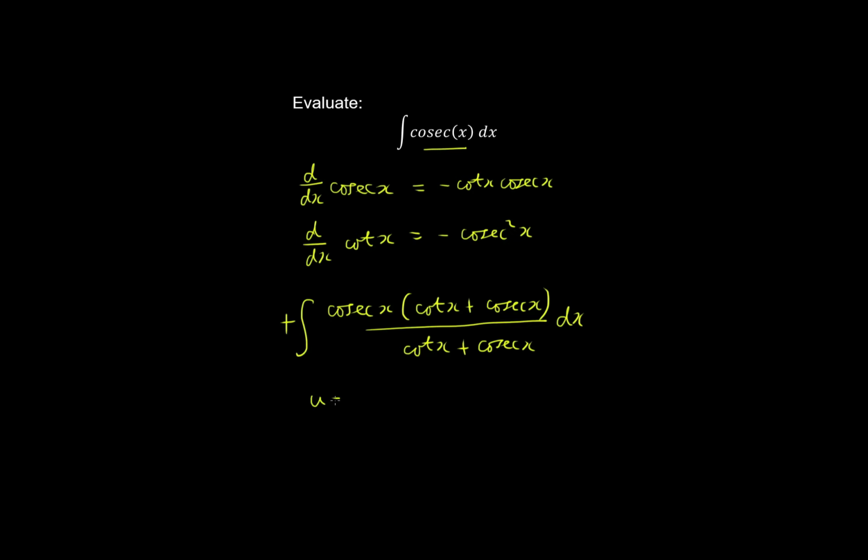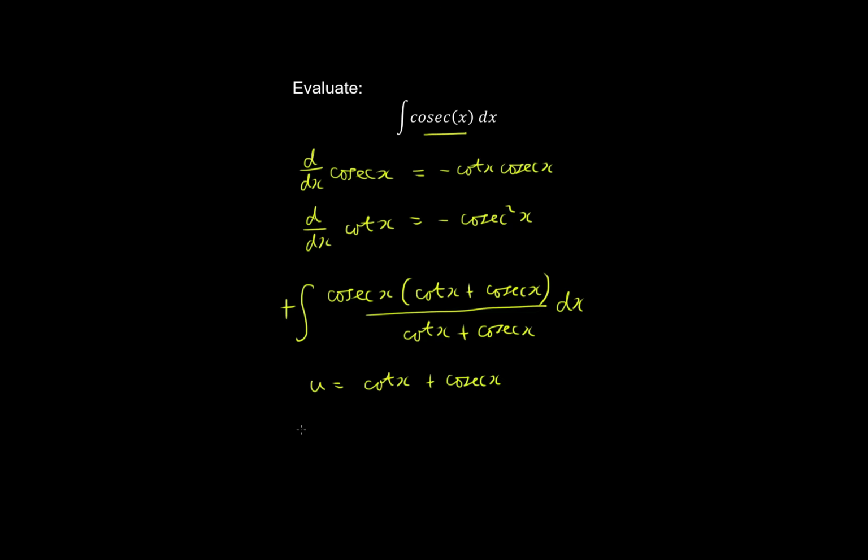So in other words, this minus is going to cancel. And now we can use u-substitution by setting u equal to the cotangent of x plus cosec x, and therefore du is minus cosec squared x minus cosec x times the cotangent of x. And now you can easily complete the u-substitution and post your answer in the comments.